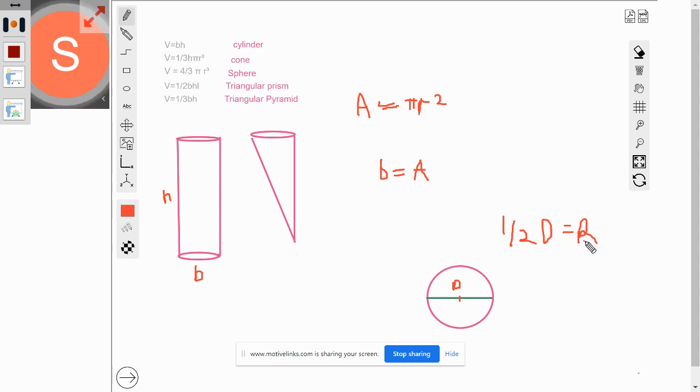So 1/2 d equals r. If you think about it, this section of the diameter or this section of the diameter is the radius. That's r, the radius. Now that we have this information, let's make up a number. Let's make up the dimensions for this cylinder. Let's say h is 14 and d is 7.